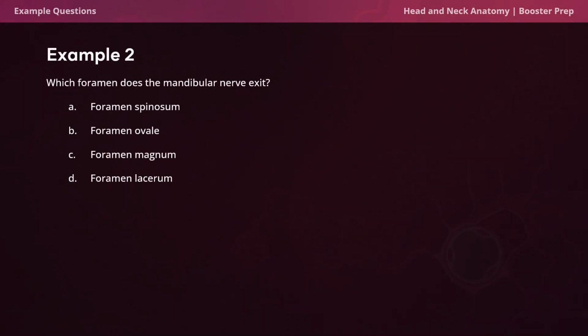Which foramen does the mandibular nerve exit? The foramen spinosum, the foramen ovale, the foramen magnum, or the foramen lacerum? And just like always, I wait for no one, but I'm a video, so you can pause me. And the correct answer is the foramen ovale.